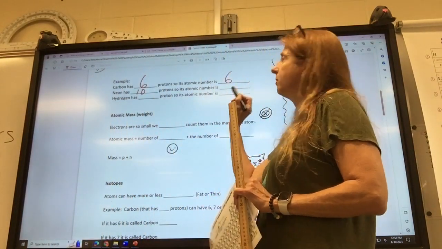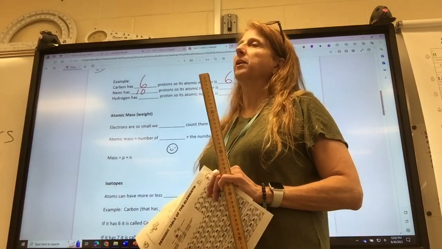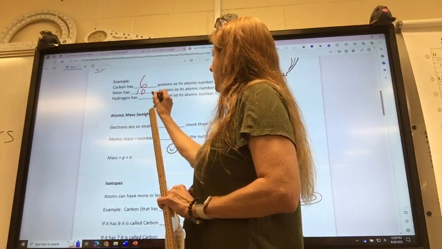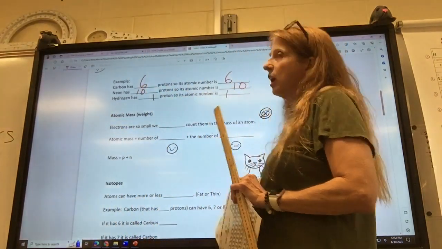So what's its atomic number? 10. So try one more. Hydrogen, what number is hydrogen? 1. It's like SpongeBob, he's number 1. So its atomic number is 1.